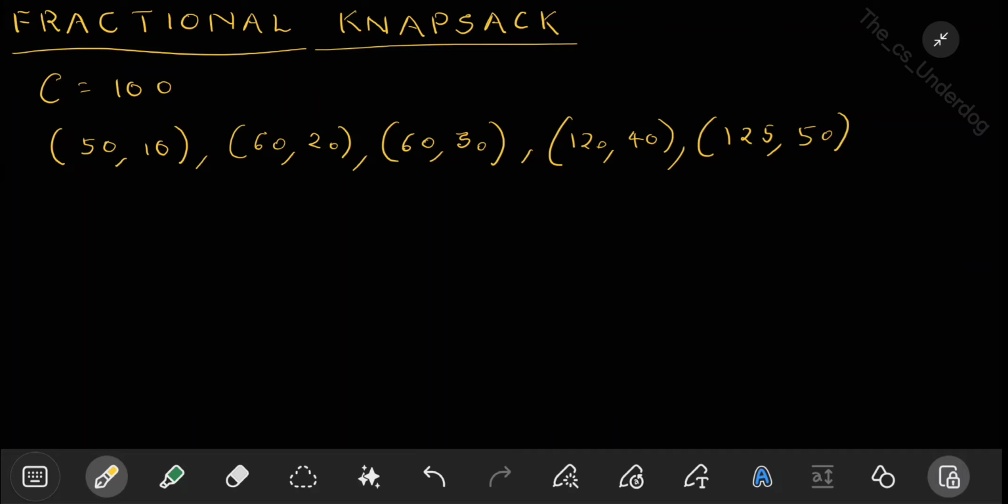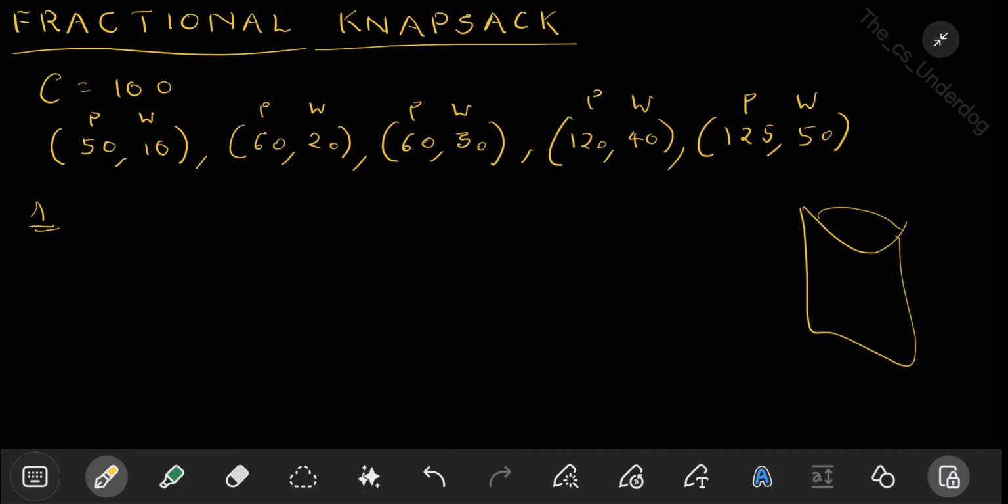Let us see how you should put these items into a fractional knapsack. First thing is to find the ratios. So here I am separately finding all the ratios. Here the ratio will be profit by weight. I'll mark them as profit, weight, profit, weight. Whichever is the first element, that is the profit, and the second one is the weight of the item. Okay, so this is the knapsack I'm having.